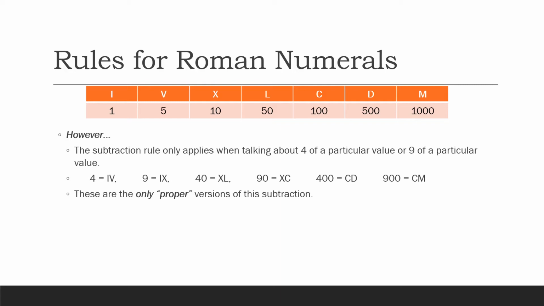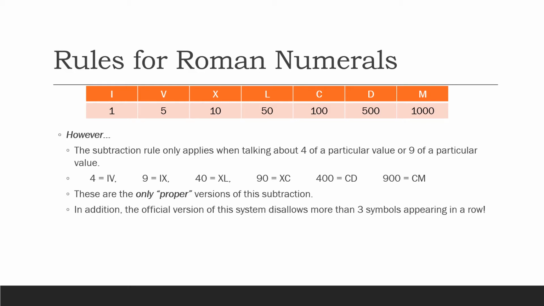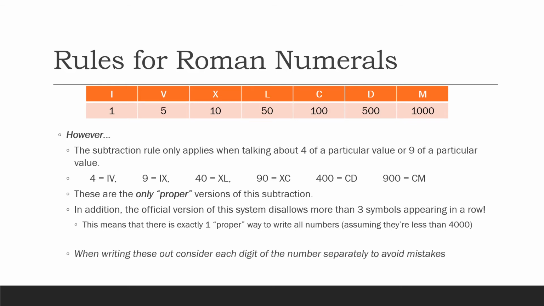This is the only proper way to do this subtraction. You might see some improper versions in actual historical writings, but the formal version only allows for these, and that's the one we're sticking to. The official version also disallows having more than 3 symbols appear in a row, which combined means that there's only one way to write any number, assuming it's less than 4,000, because this system stops after that point.